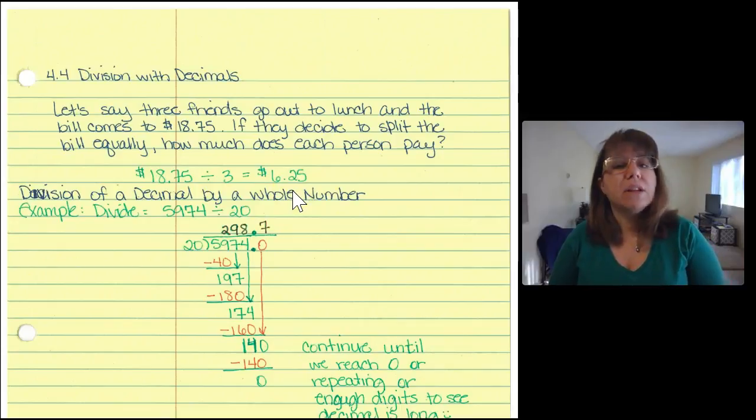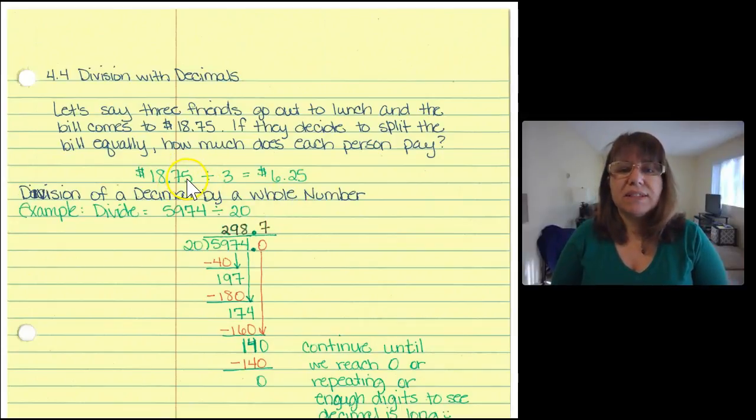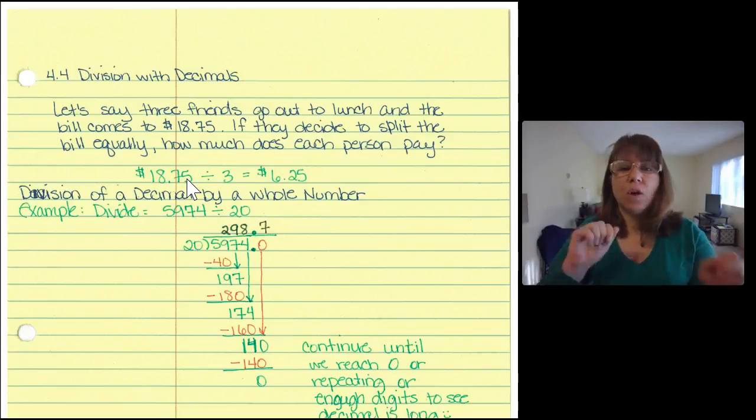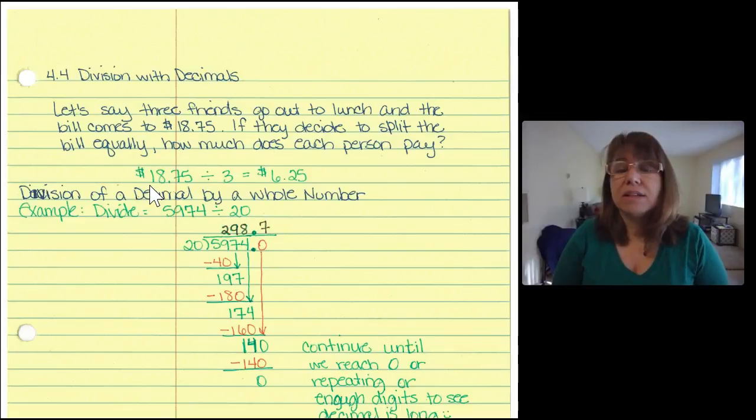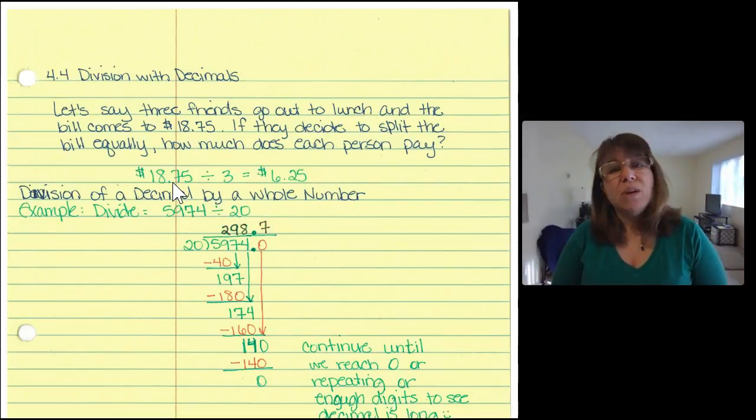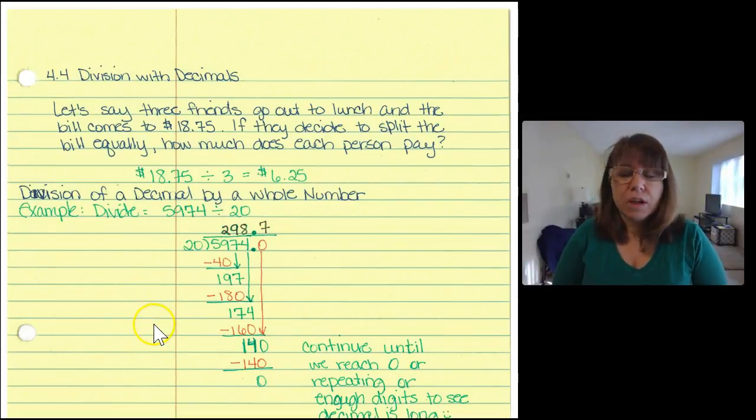Now we can think about this logically. We have 75 cents. Well, that's 3/4, so each person has to pay a quarter. And 18 divided by 3 is 6, so each person has to pay $6. Now, that example we can do in our head, logically. But if our numbers are a little bit more complicated, we should have a process for how to figure this out.